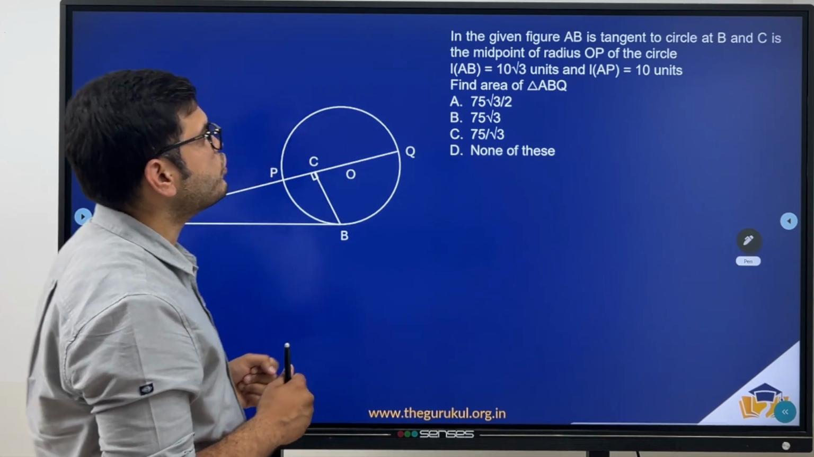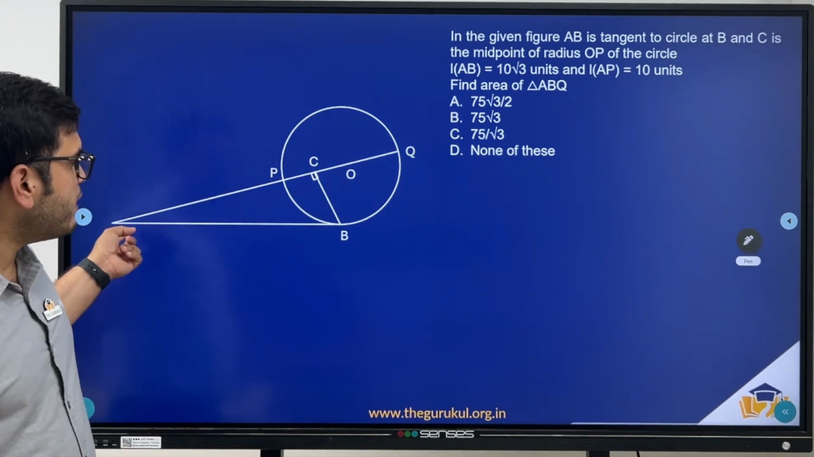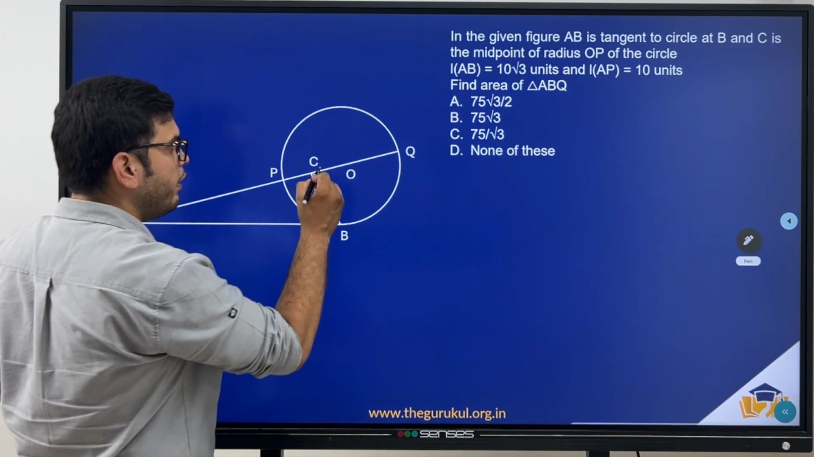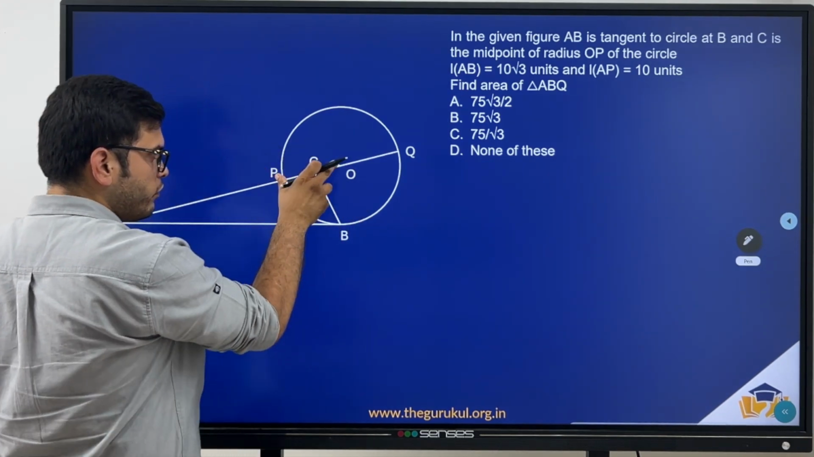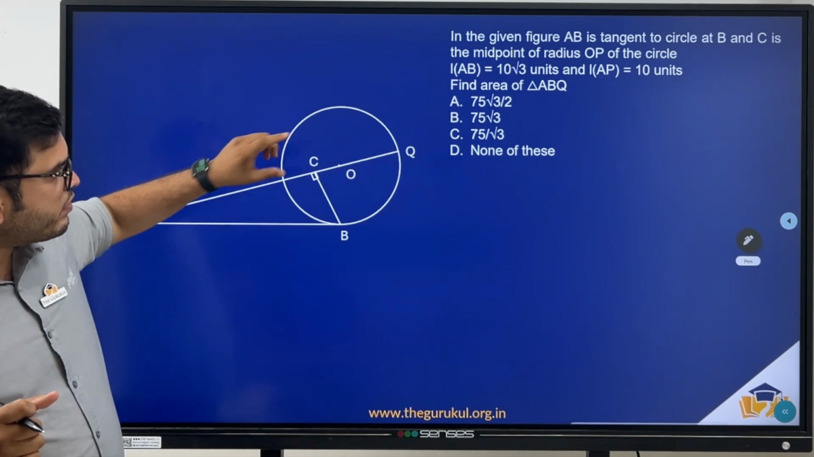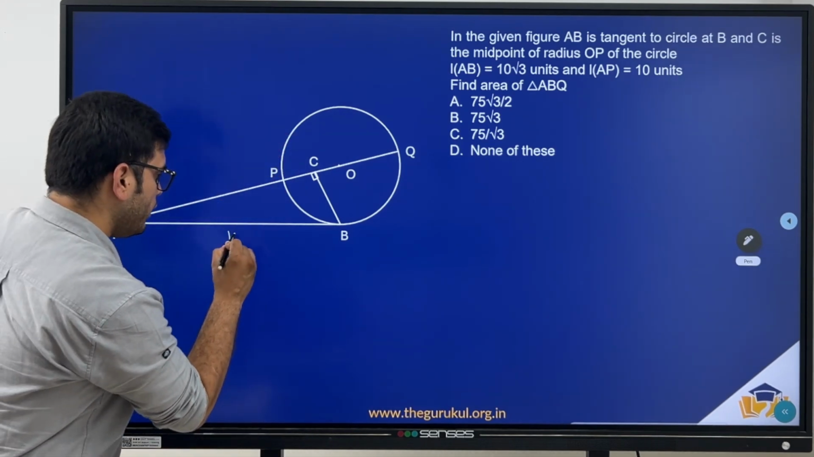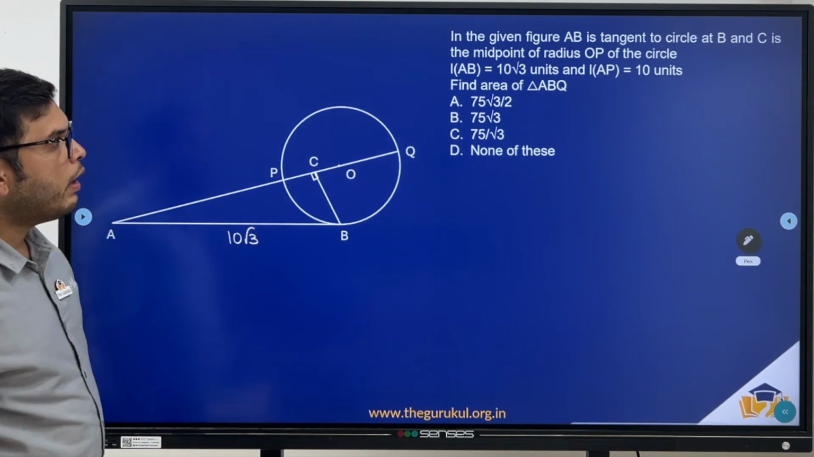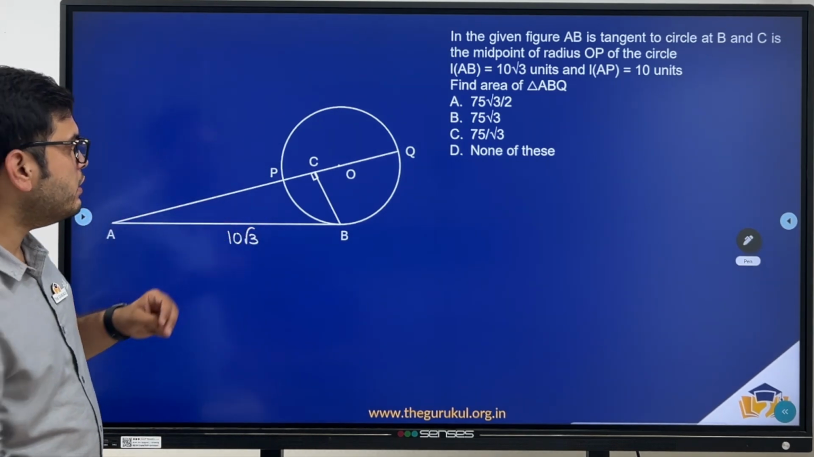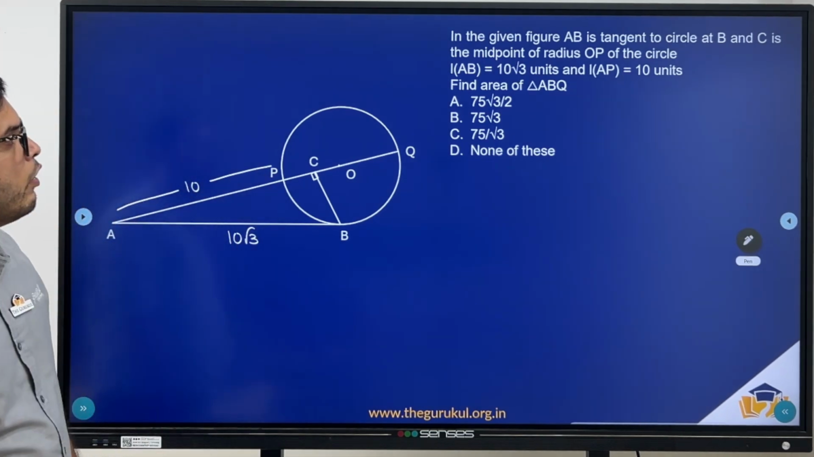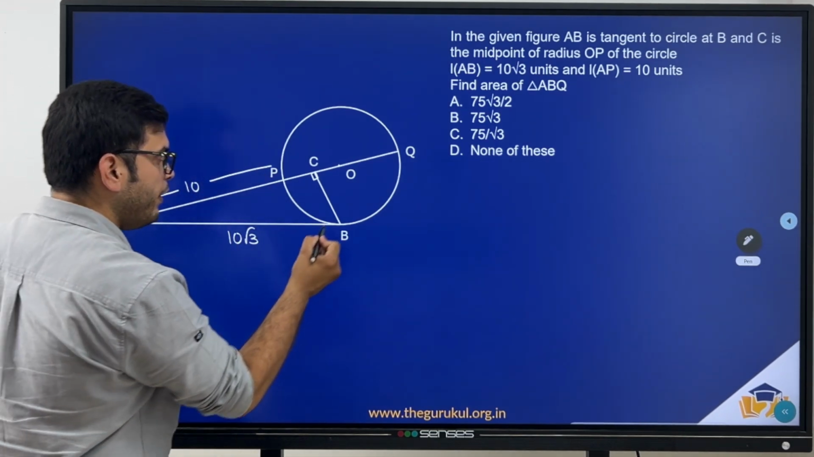Now coming to the next question. In the given figure, AB is tangent to circle at B and C is the midpoint of the radius OP. So if O is the center of the circle, right, OP is the radius and C is the midpoint of the radius. If length of AB is 10 root 3 and length of AP is 10 units, find the area of triangle ABQ.